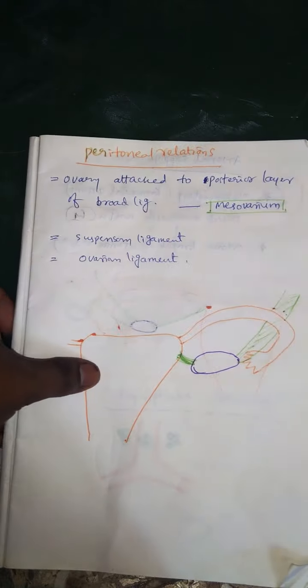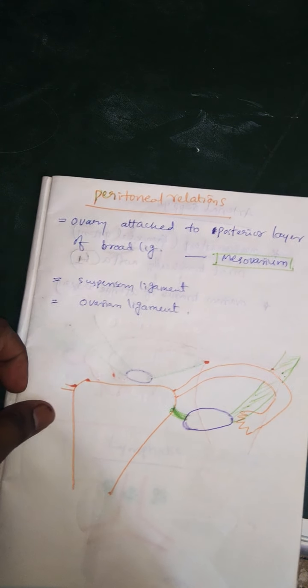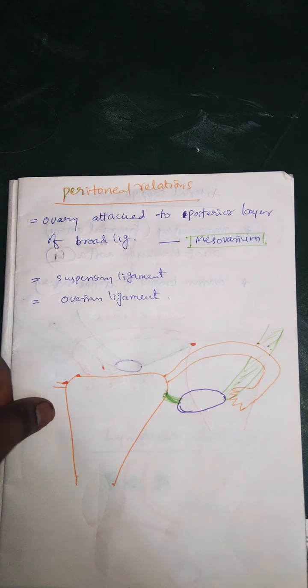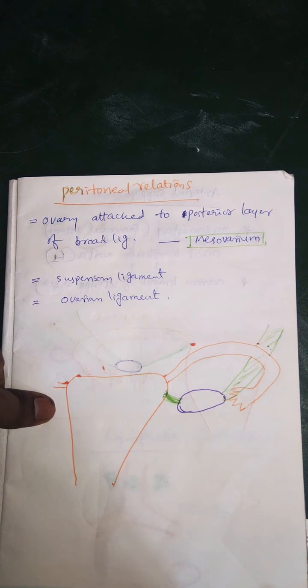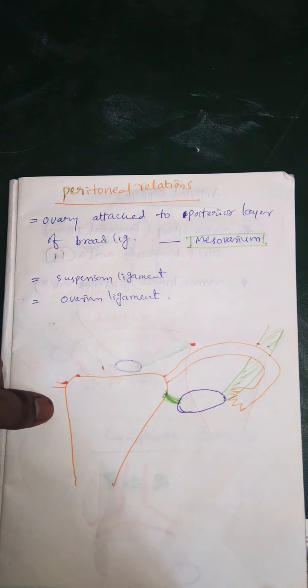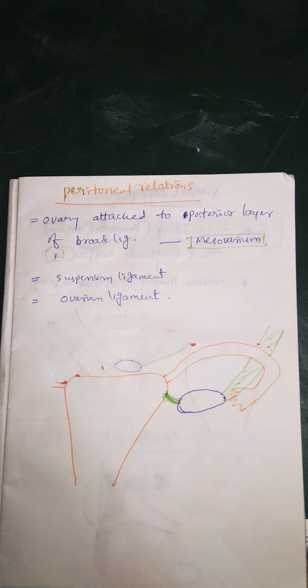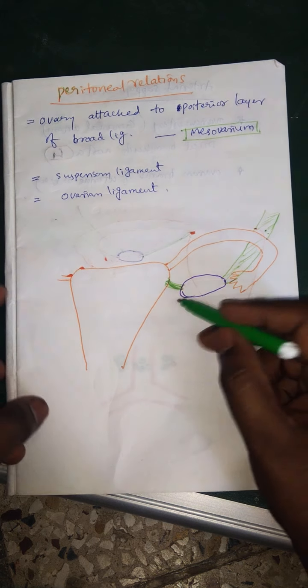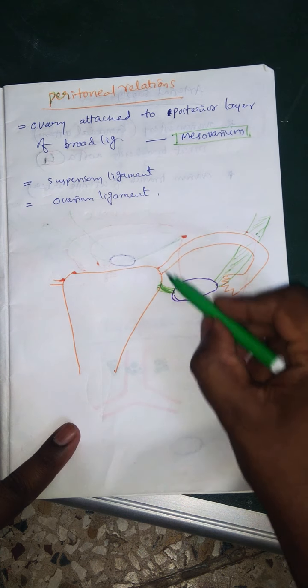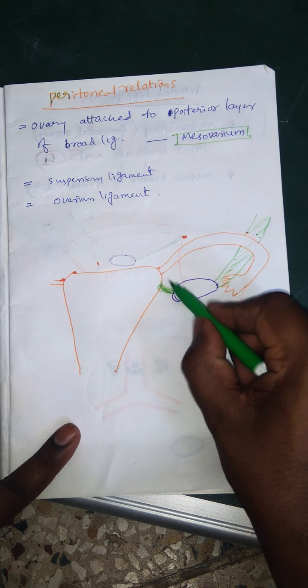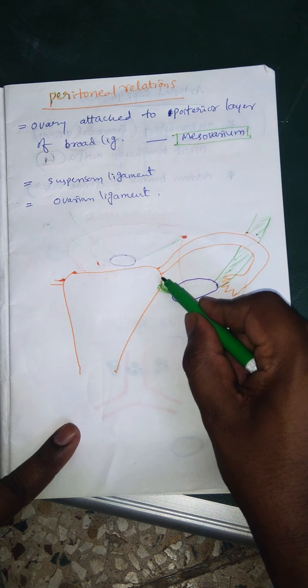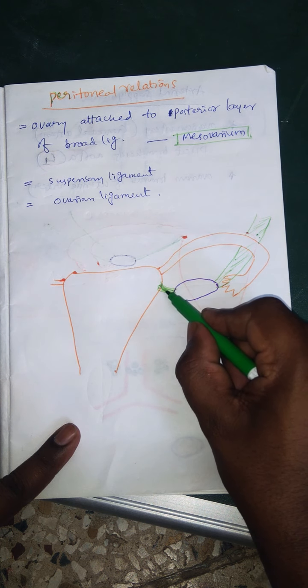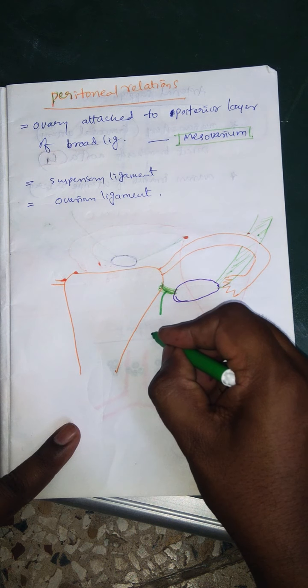Now the peritoneal relations. The ovary is attached to the posterior layer of the broad ligament, which is the mesovarium, which we have already discussed. Two more ligaments we are going to discuss: one is a ligament extending from the lower pole to the lateral border of the uterus, and this ligament we call the ovarian ligament.